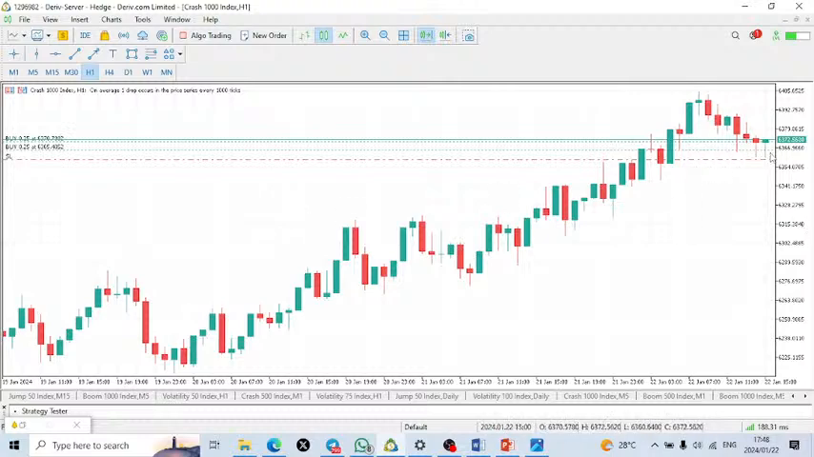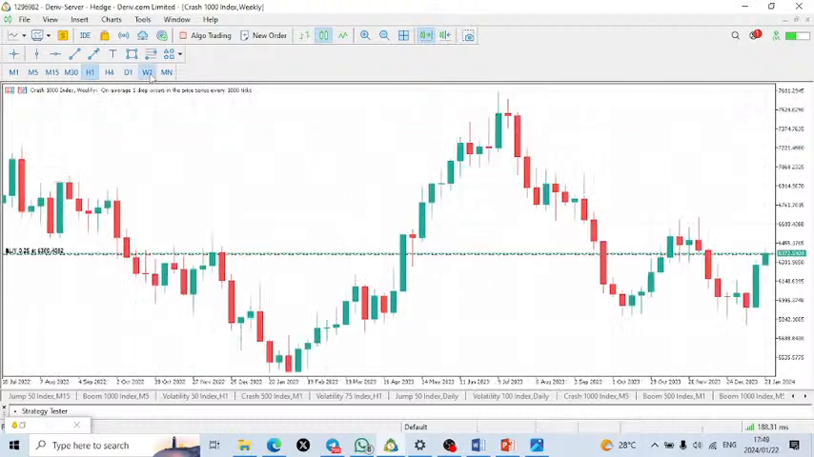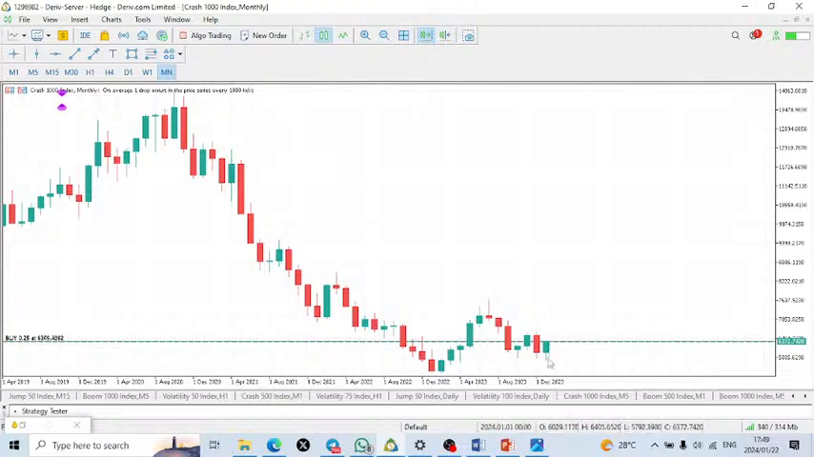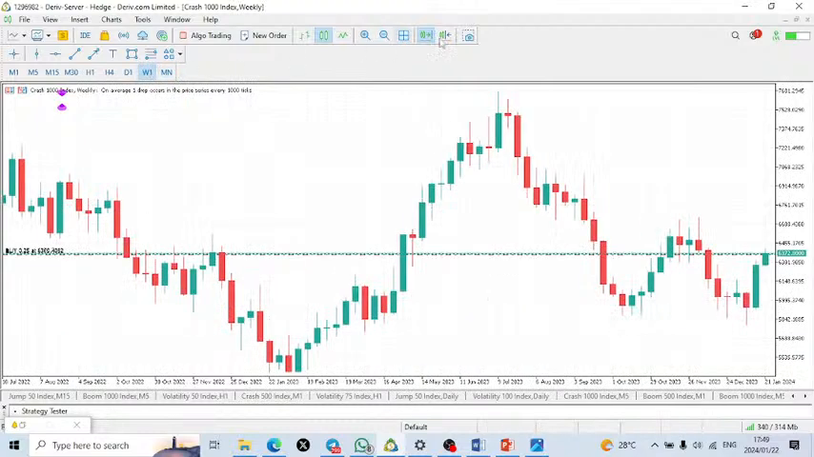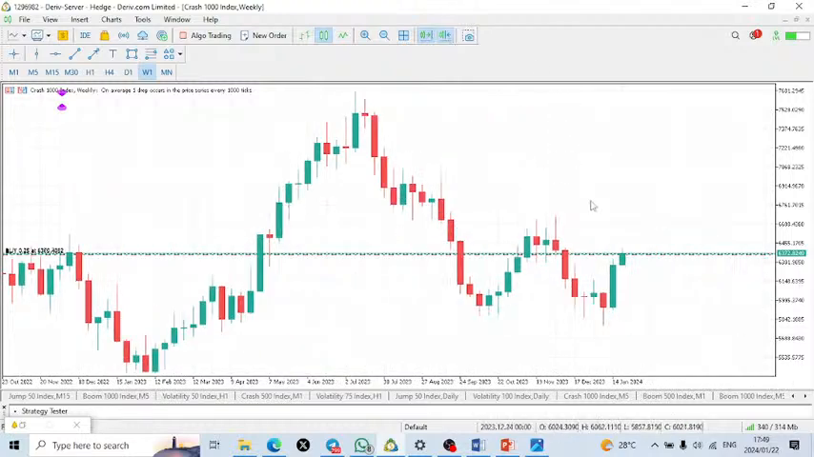So today we took another trade here. We're anticipating that price will continue to move up. Coming to the weekly, we had a candle that had a wick, and then we had this bullish candle here. This is what happened last week. Price has just been moving up, and on the monthly we have a bullish candle. So in Crash 1000, don't look for selling opportunities, look for long buying opportunities.